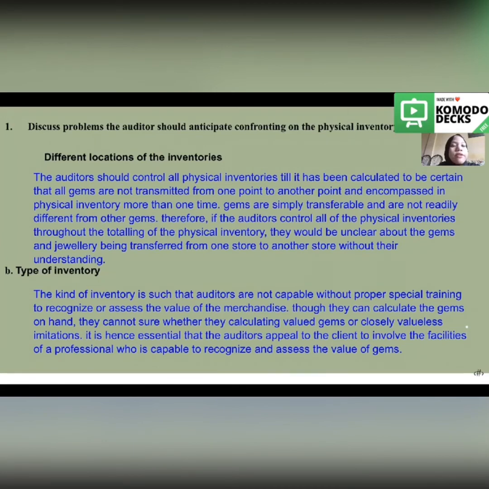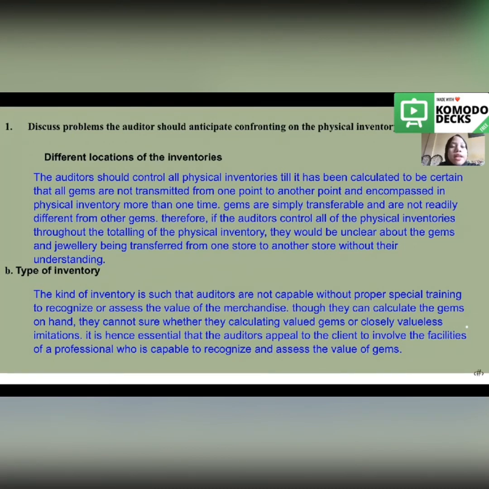A. Different locations of the inventories. The auditor should control all physical inventories until they have been counted, to be certain that gems are not transferred from one place to another and included in the physical inventory more than once. Gems are easily transferable and are not readily distinguishable from other gems. Therefore, if the auditors do not control all of the physical inventories throughout the count, they would be unsure about gems and jewelry being transferred from one store to another store without their knowledge.